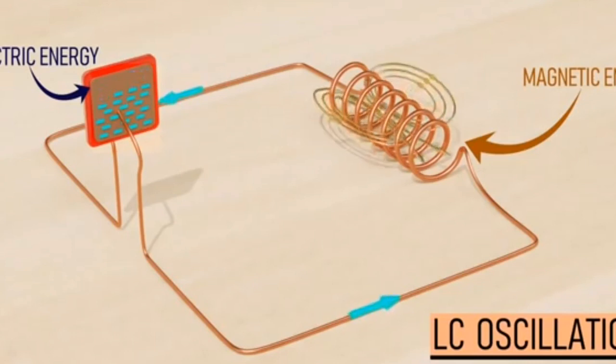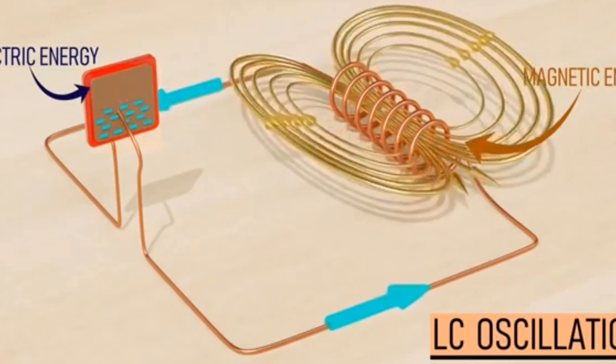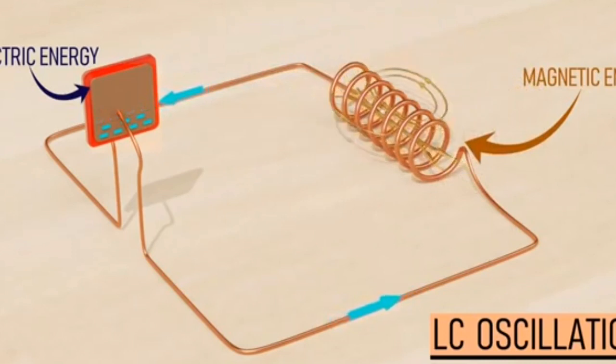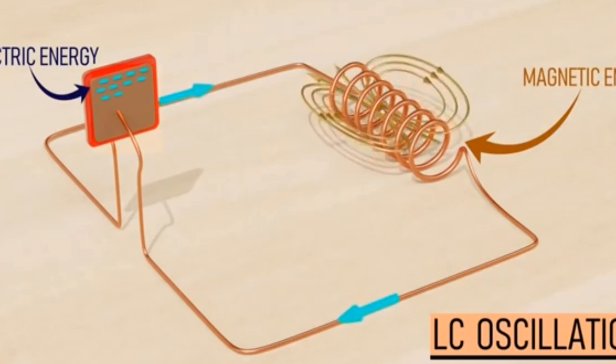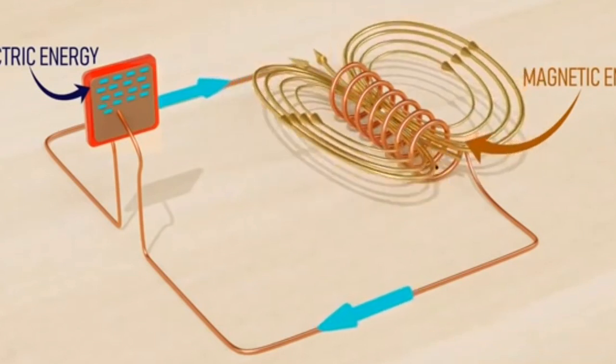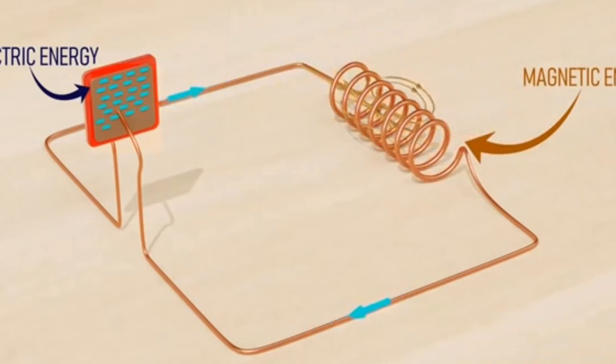When the capacitor is fully discharged, the inductor coil has then maximum magnetic energy and hence it starts charging the capacitor in the opposite direction. So energy oscillation takes place between the capacitor and the inductor coil. The electrical energy in the capacitor is converted into magnetic energy in the inductor coil and vice versa.